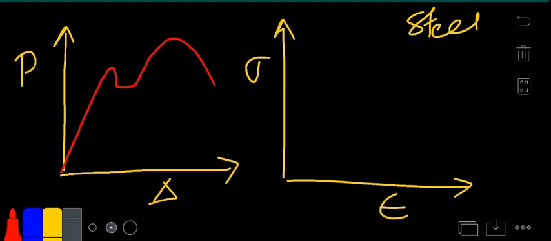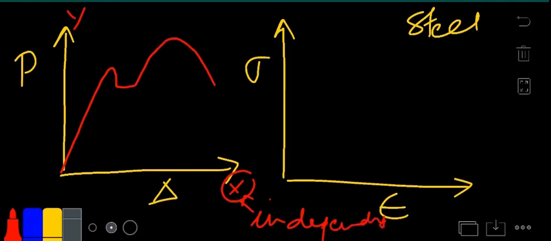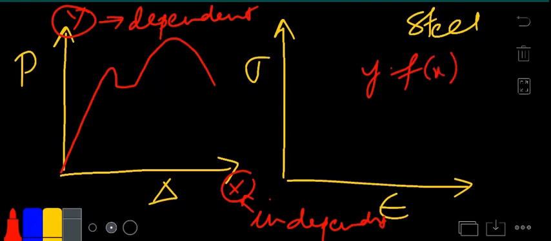Now, as we know, this axis is the x-axis and this is the y-axis. We always know that this particular axis is my independent axis, and this particular axis right here is the dependent axis. Okay, so why am I calling it independent and dependent? Because we know that y is nothing but a function of x. This is my independent variable, and y is dependent on x. That's why I'm calling it a dependent variable. Okay, right.